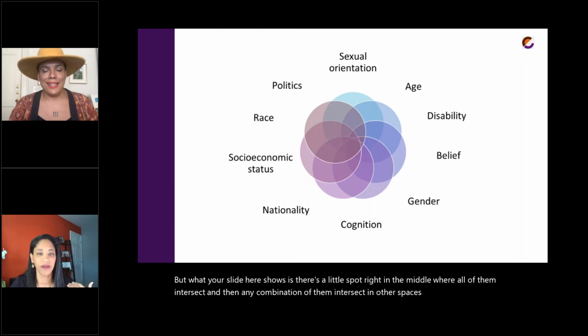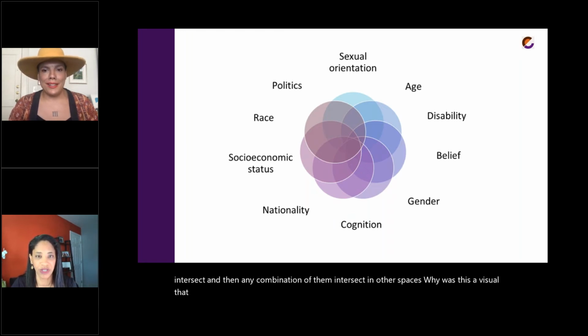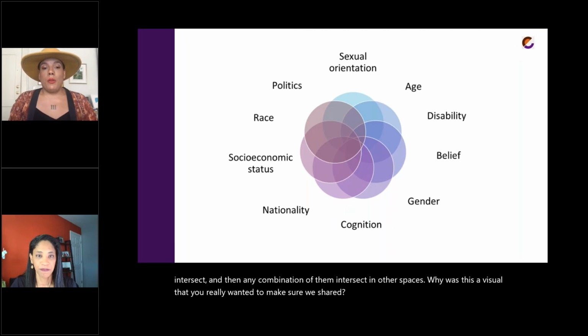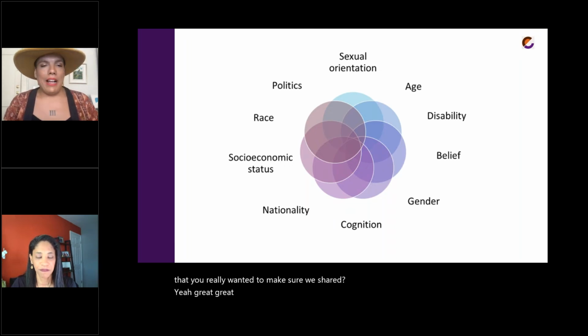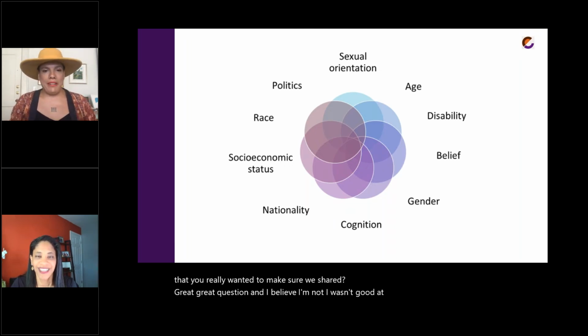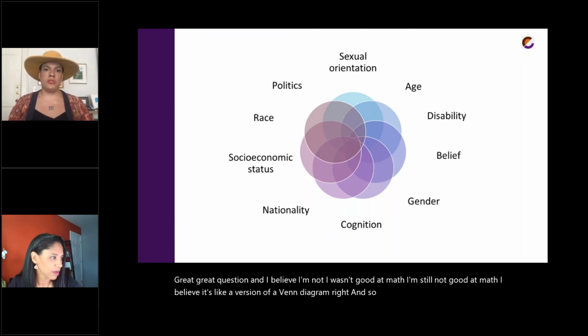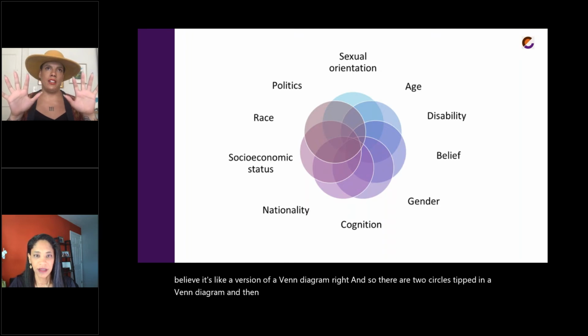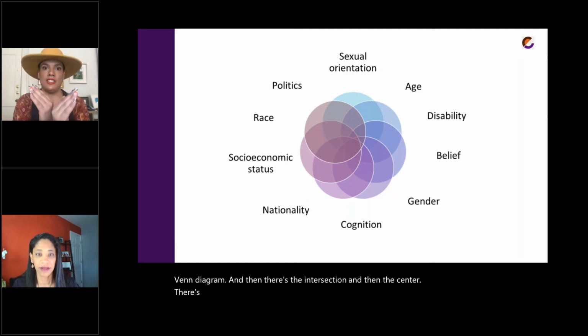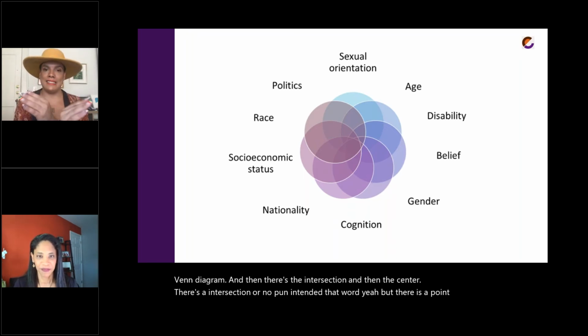Why was this a visual that you really wanted to make sure we shared? Great question. I wasn't good at math. I'm still not good at math. I believe this is a version of a Venn diagram, right? There are two circles typically in a Venn diagram, two different things, and then in the center there's an intersection, no pun intended with that word, a point where the two areas connect in some way.